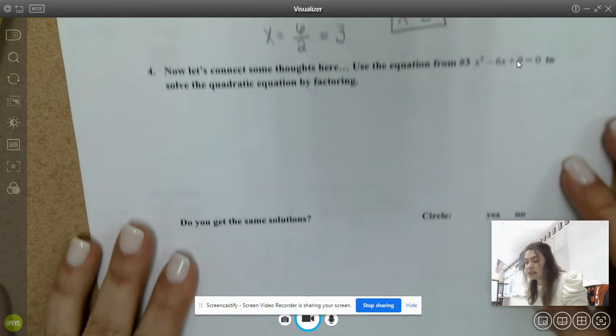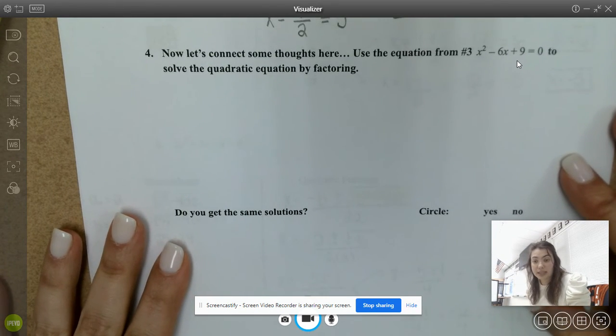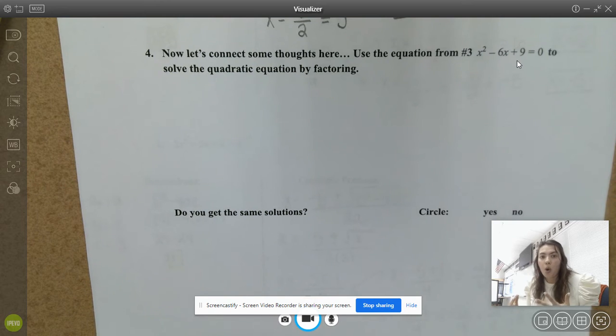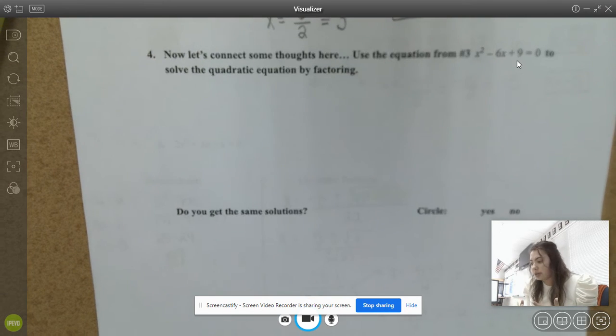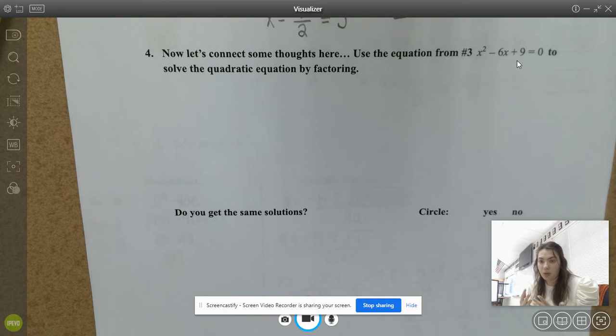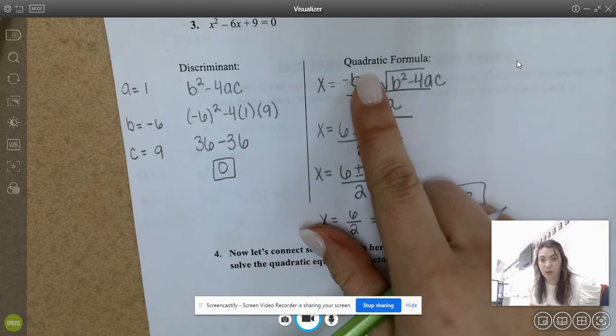Now, in the next part of this worksheet, these practice problems, we discovered the other day that there are so many different ways that we can solve a quadratic equation. We can use the square root method, we can use completing the square, we can solve by factoring, and now we can use the quadratic formula.